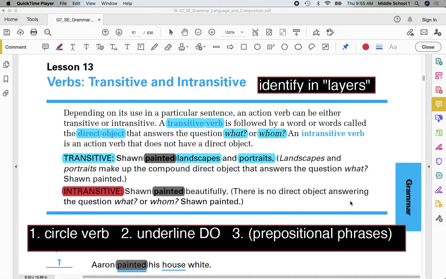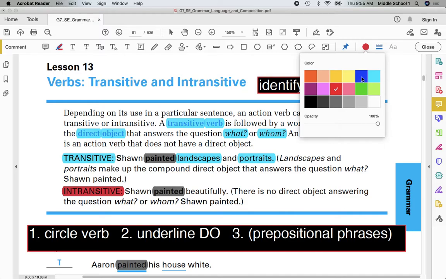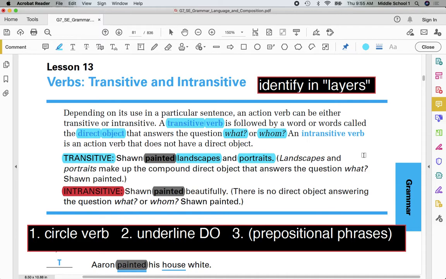Aaron painted his house. What is the subject of the sentence? It's Aaron. What is the verb? Painted. What did he paint? House. Is that a noun? Yes. Aaron painted what? House. What do I call it? Transitive. Is there a prepositional phrase? Nope. So I obviously don't have one to identify.